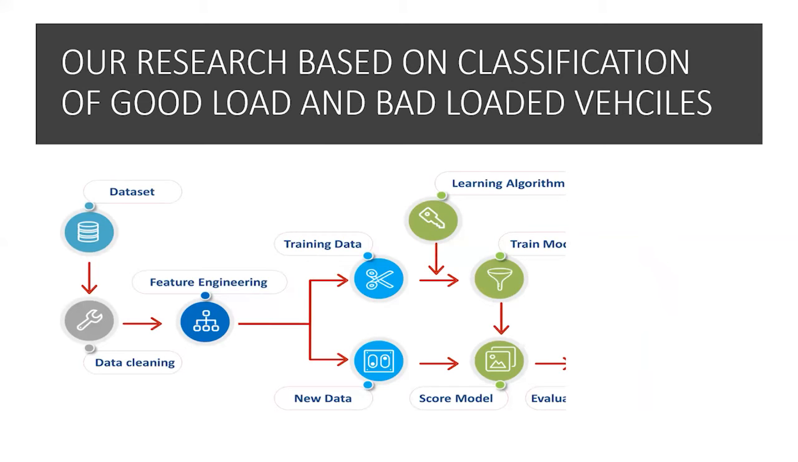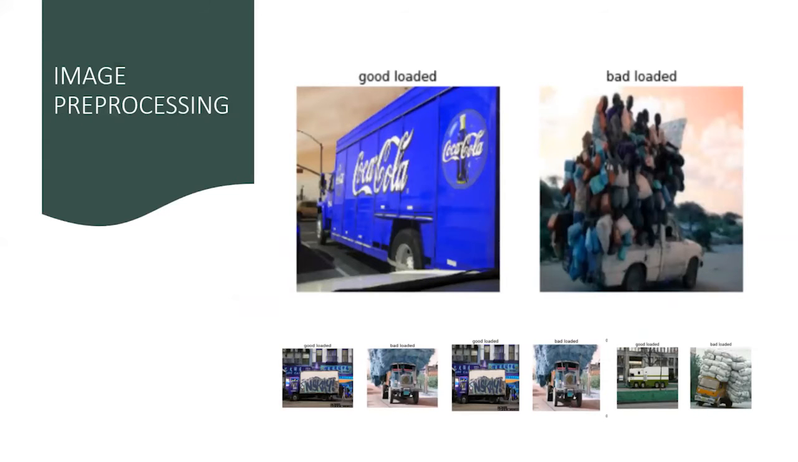Second are the results based on classification of good loaded and bad loaded vehicles. For this, we have used the data set and data cleaning. This is the proper architecture. In image processing, the result we get is this.